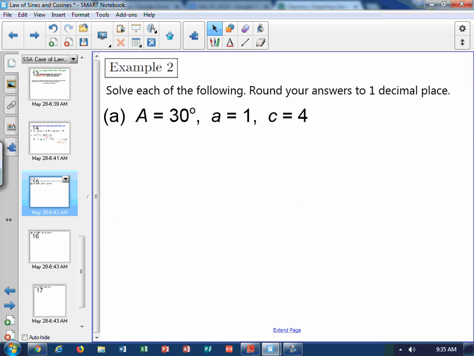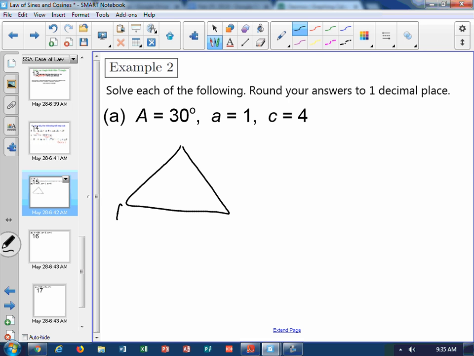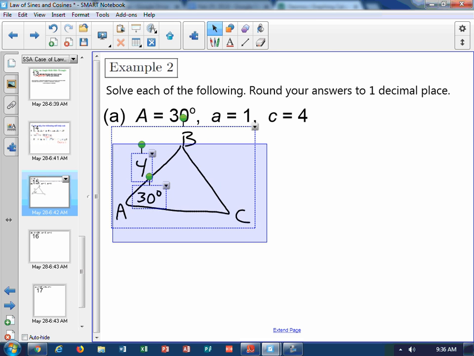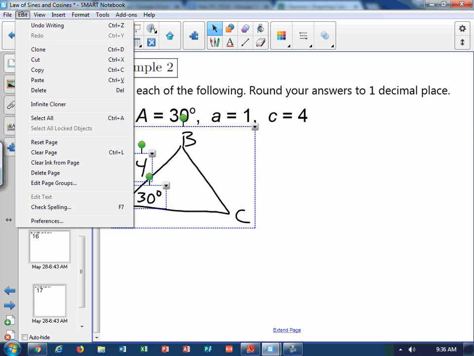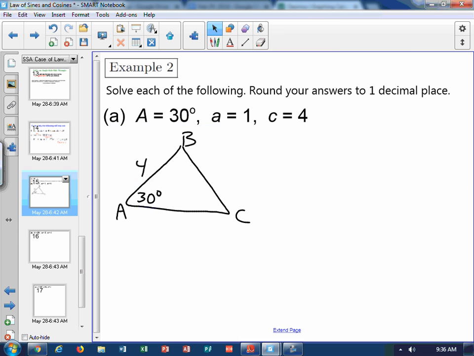Example 2: solve each of the following, rounding your answer to one decimal place. We have angle A is 30 degrees, side a is 1, side c is 4. I'm going to start by sketching a triangle. It doesn't have to be very accurate because it's just a sketch. We know A is 30 degrees, side a is 1, and side c is 4. I'm going to copy this to make life easier for me; we'll see why after this example. Side a, opposite angle A, is 1.